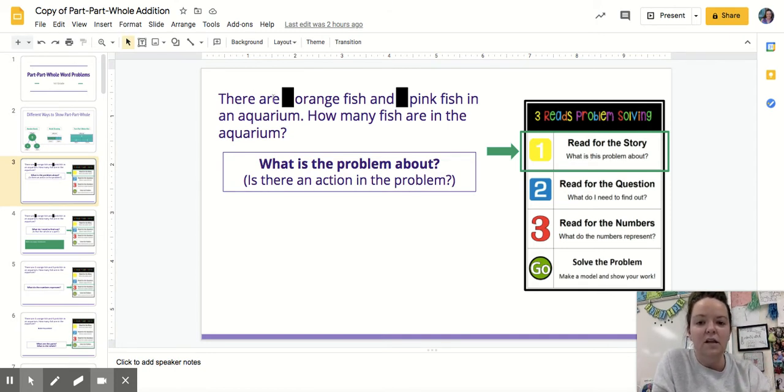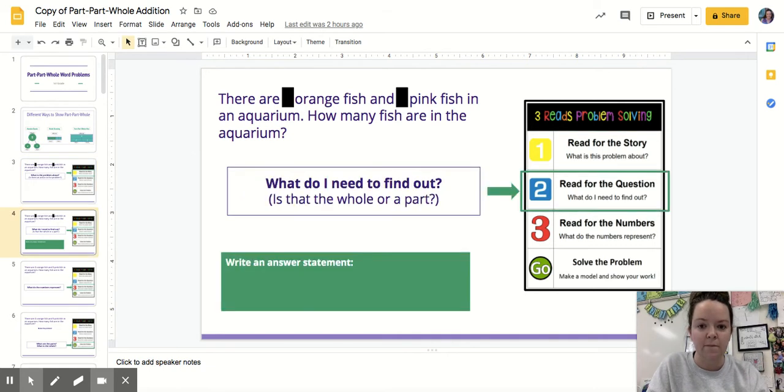All right. It says there are some orange fish and some pink fish in an aquarium. How many fish are in the aquarium? Now, when we read through it, the word problem, there's a lot of information that is being told to us. We really want to look at very specific things. So, first thing is we want to read for the story. What is this problem about? Now, in this case, this problem is about fish in an aquarium. That's what the story's about, right?